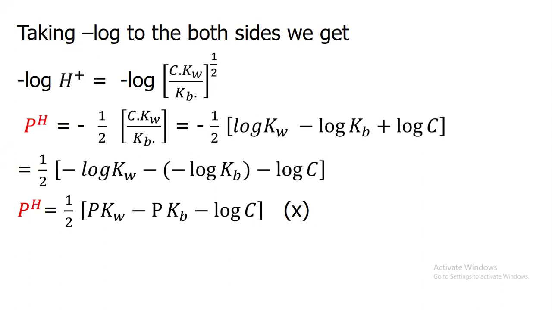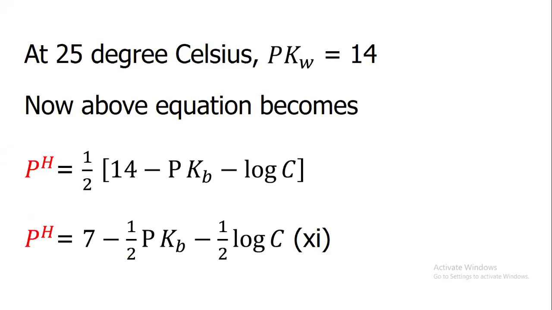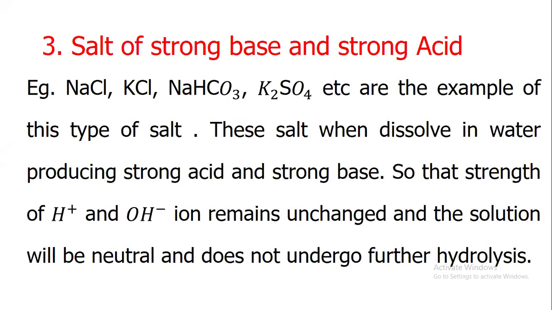So solving, we get pH equal to minus half log Kw plus half log Kb minus half log C. Minus log Kw is pKw and minus log Kb is pKb, so pH equals half pKw minus half pKb minus half log C. At 25 degrees Celsius pKw is 14. Now the above equation becomes pH equal to half of 14 minus pKb minus log C. So we get pH equal to 7 minus half pKb minus half log C.